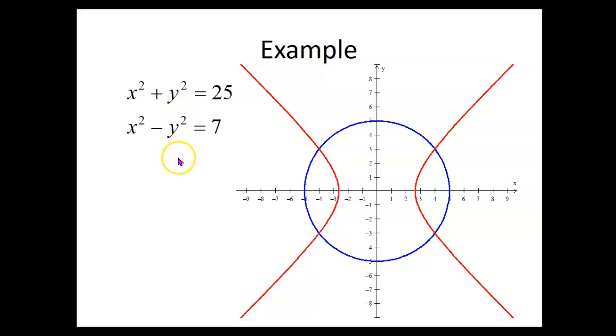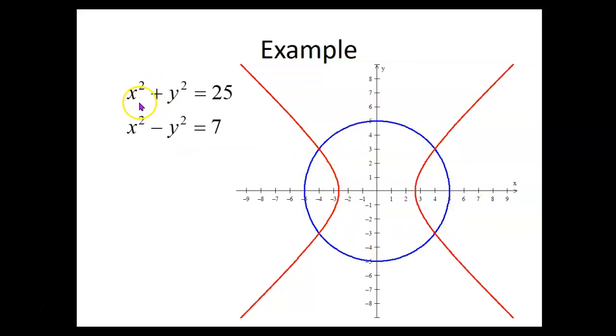It doesn't really belong in this section, but I put it here because we actually can solve this system by the elimination method. We can add these two equations together, and the y squared and the negative y squared are going to cancel each other out. By the way, the graph looks like this.